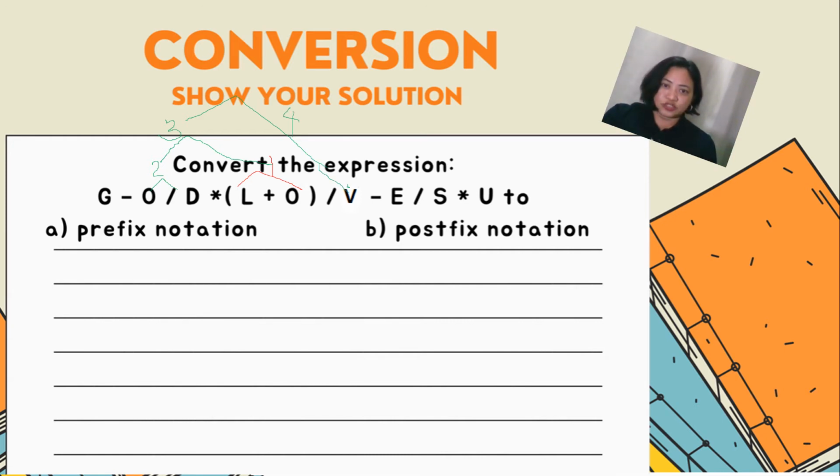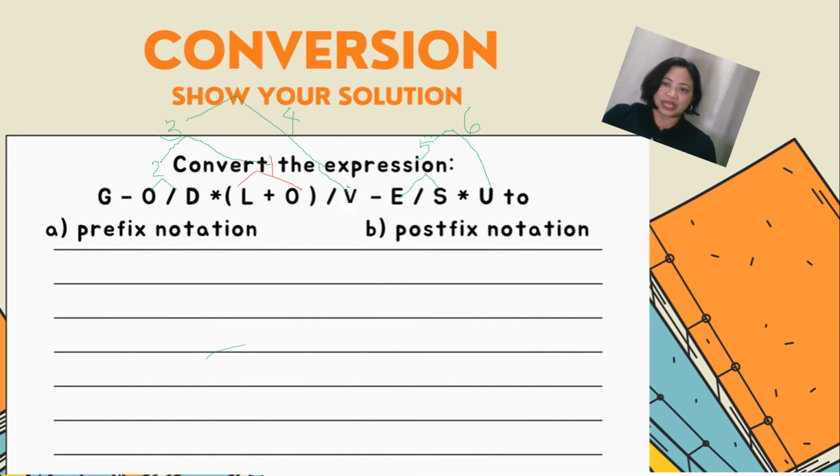And then the next operator is minus. So, let us jump over minus first and go to the next highest level. So, E divide S. This will be our fifth. Then, what is next? Very good. We multiply 5 by U. That will be our sixth expression. And then what remains are two minus operators: G minus the fourth term, and the fourth term minus the sixth term.